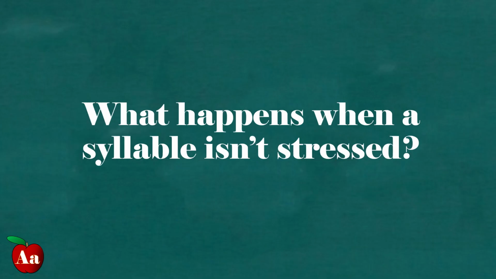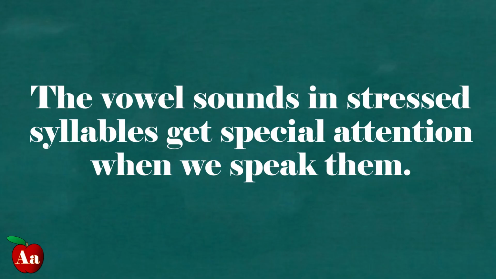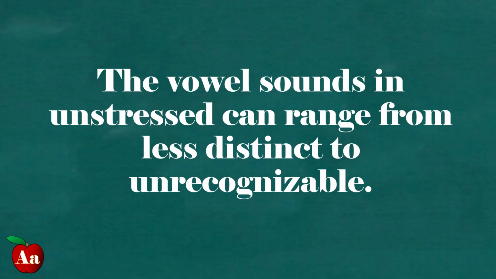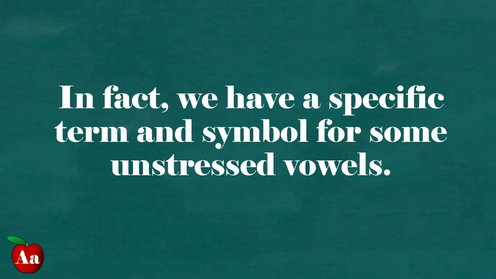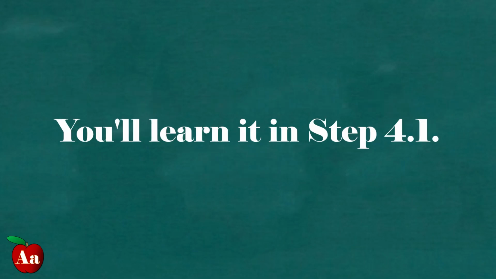What happens when a syllable isn't stressed? Stressed syllables are louder, longer, and more clear. The vowel sounds in stressed syllables get special attention when we speak them. Unstressed syllables are quieter, quicker, and less clear. The vowel sounds in unstressed syllables can range from less distinct to unrecognizable. In fact, we have a specific term and symbol for some unstressed syllables. It's called the schwa, and it's the most spoken sound in English. You'll learn it in step 4.1.